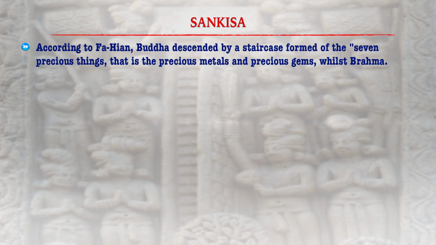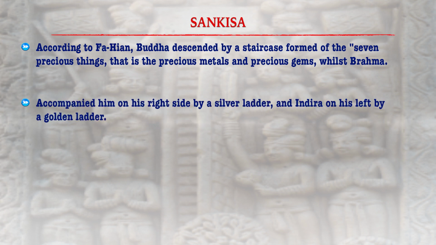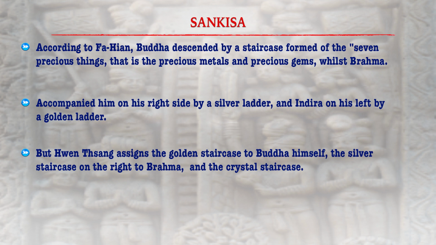According to Fayan, Buddha descended by a staircase formed of the 7 precious things, that is the precious metal and precious gems, while Brahma accompanied him on his right side by a silver ladder and Indra on his left by a golden ladder. But Huensang assigns this golden staircase to Buddha himself, the silver staircase on the right to Brahma, and the crystal staircase has also been mentioned in connection with the same story.